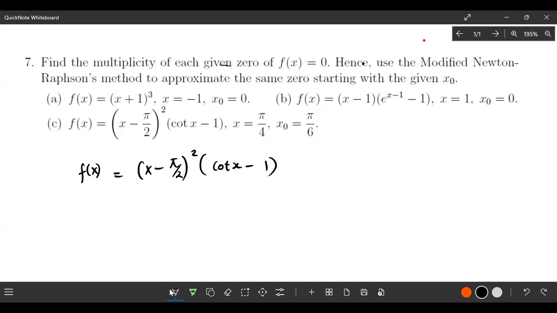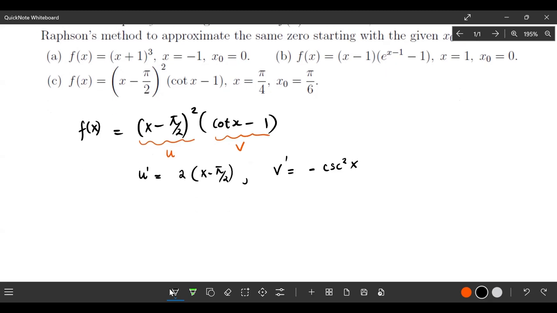Of course we need to find the first derivative as well as the second derivative. Let's get the first derivative first. I found it earlier, but we can do it again. This will be my u, and this will be my v. My u prime, the derivative of this by using chain rule, is 2: drop the power, x minus pi over 2, multiply by the derivative of what you have inside, which is 1. And the derivative of the other function, using product rule, I showed you is simply negative cosec squared x.